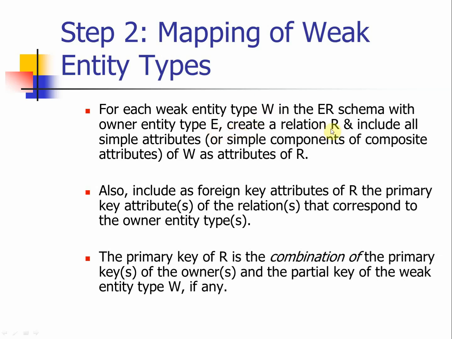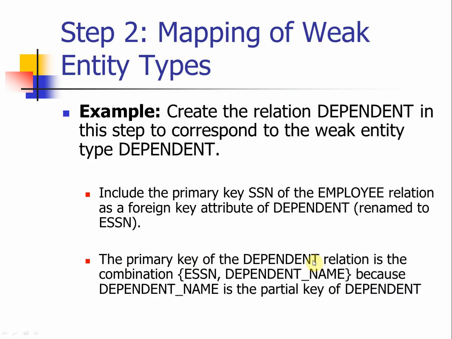What we need to do is create a relation for this weak entity. It includes all simple attributes coming from the weak entity. It also includes a foreign key attribute of R, the primary keys of the relations corresponding to the owner entity type. And the primary key is the combination of the primary key of the owner and the partial key of the weak entity type. And therefore, you can see this is more complicated. Not only do you need to create a relation, we need to form our very first relationships in our relational schema diagram. So let's take a look at how that is going to happen.